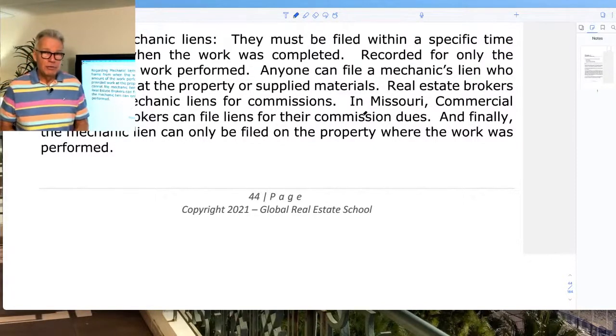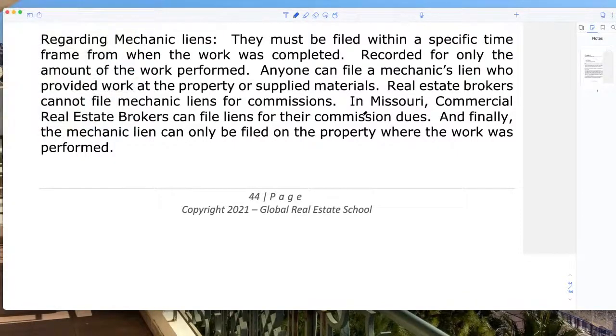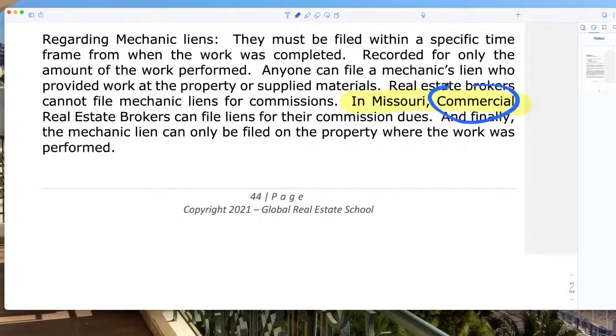And the last thing I want to mention here is that mechanic liens need to be done within a certain time frame. Now, I do want to point out here that, and naturally our course is approved in several states, in Missouri and many of the other states that I teach in, commercial, and I want to circle that, commercial brokers have the right to file liens for commissions due. Again, the key word there is commercial.